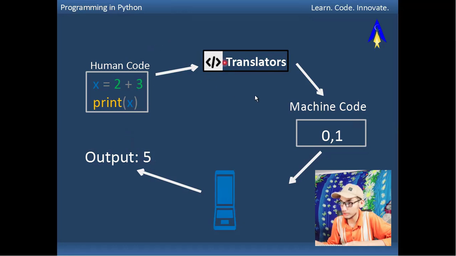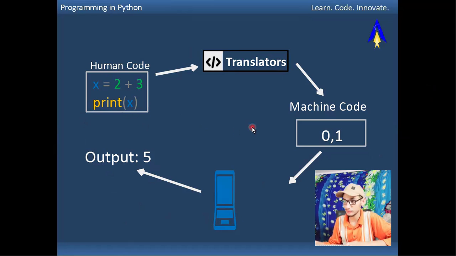However, this is the process. Human code goes into the translator. The translator gets that human code and converts it to machine code. Machine code is fed into the computers. Computers execute that machine code, and output is generated. So this is the summary of the whole process. Did you get my point? Yes, I get it. I'm also recording it.